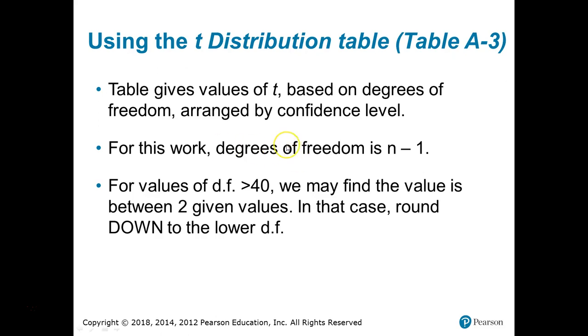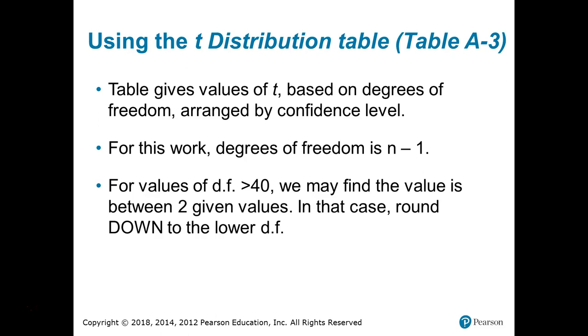So degrees of freedom is going to be n minus 1. If you have 40 as your sample size, n is 40, your degrees of freedom will be 39, n minus 1. And then if you look at your column and your rows, you find that the degrees of freedom goes up 1, 2, 3, 4, 5, all the way up through 40.